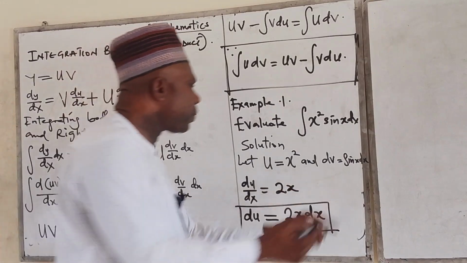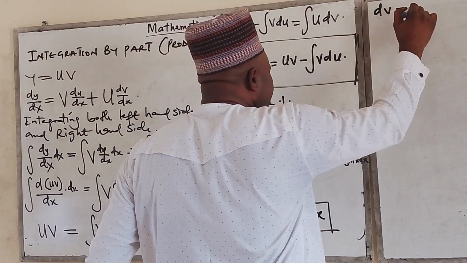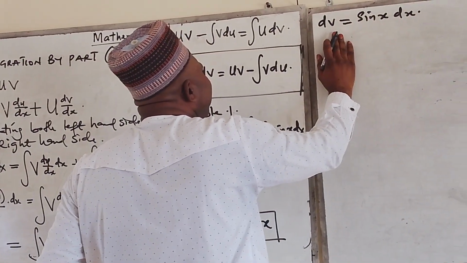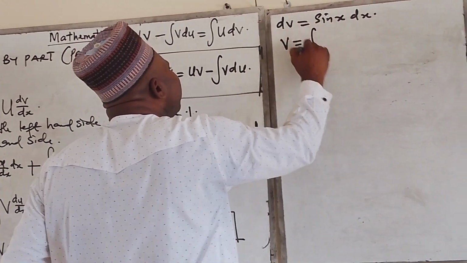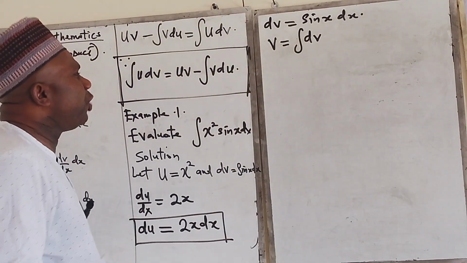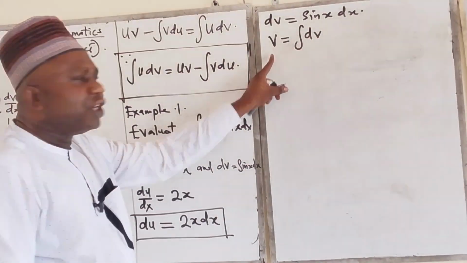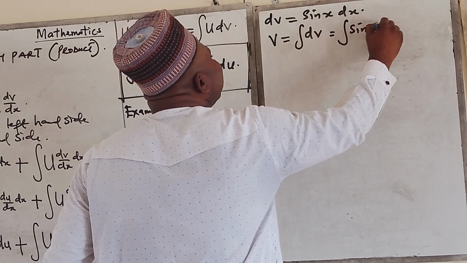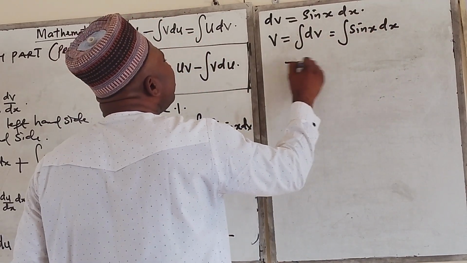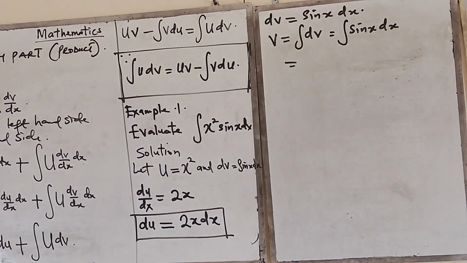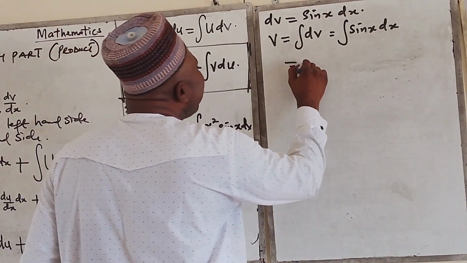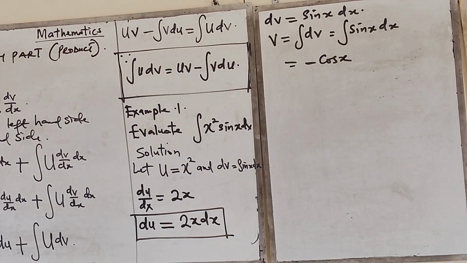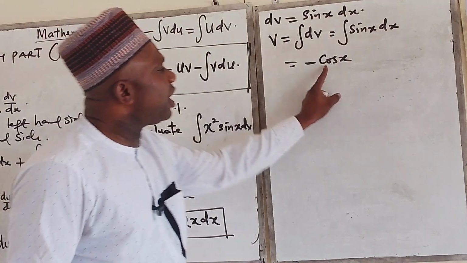Now, if dv is equal to sine x dx, let's find v. v will be equal to the integral of dv, because when you integrate dv, it gives v. So that gives us the integral of sine x dx. Of course, we know when you integrate sine x, you have minus cos x.